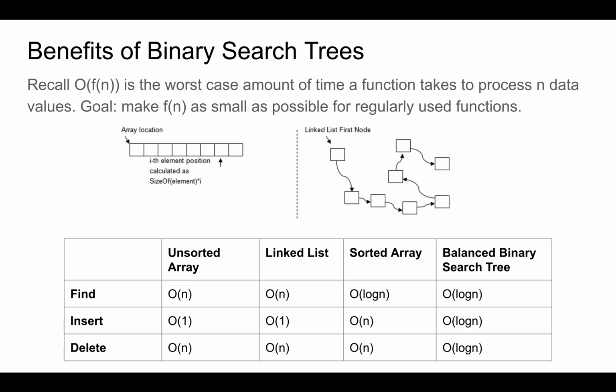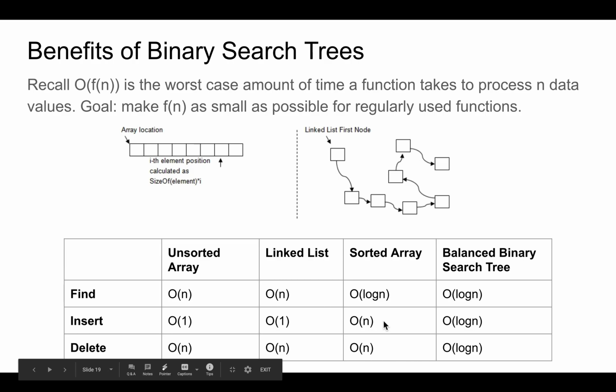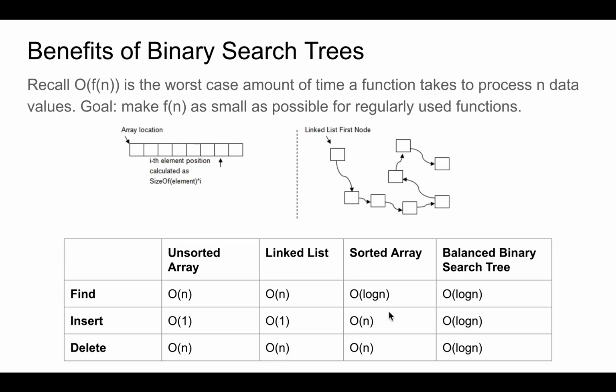Just big picture, remember that big O of f of n is basically the worst case amount of time a function f of n takes to process n data points. So our goal is always to make f of n as small as possible for regularly used functions. We saw that a sorted array can find an object in log of n time, but if we also want to insert or delete objects, then this will take big O of n time. If we have a list of values sorted in order, then anytime we want to add or delete a value, that costs a lot of time.